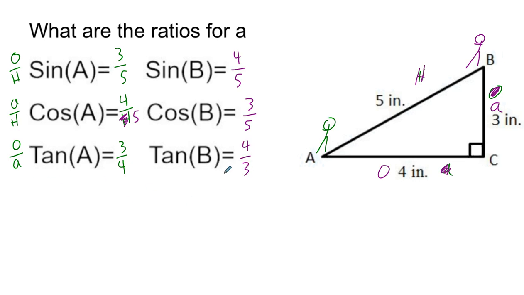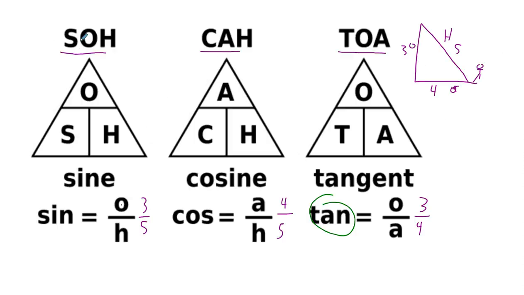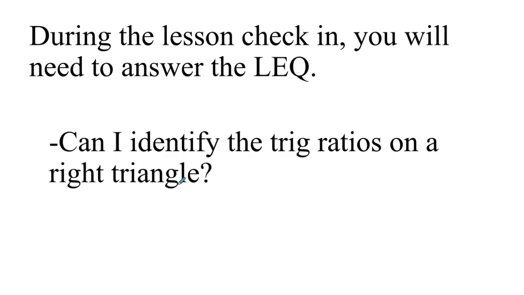So this section is all on placing my person where it needs to be, identifying opposite, adjacent, and hypotenuse, and remembering that I have SOH CAH TOA, and this is what I got to use all chapter. So just memorize this and save yourself a lot of trouble. So back to our lesson essential check-in. Can I identify trig ratios on a right triangle? I think you can after watching this video.